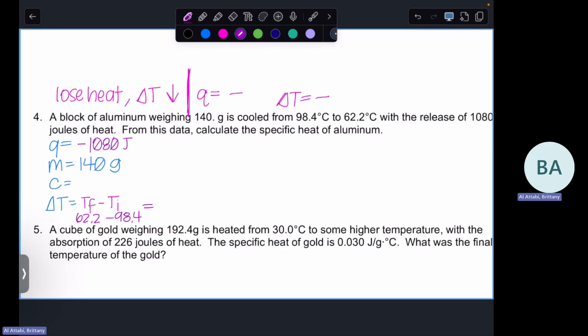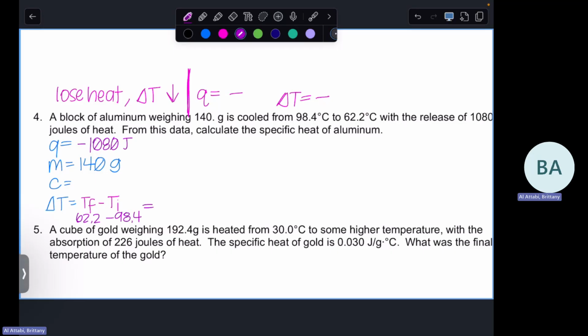If you don't remember that release of heat means negative, then you'll do your math, you'll get a negative for your C, and you'll ask me, what if I get a negative number for C? You just drop the negative off. It doesn't change your math. You need to understand that and think about it common sense wise, right?